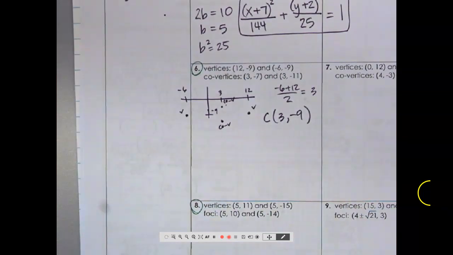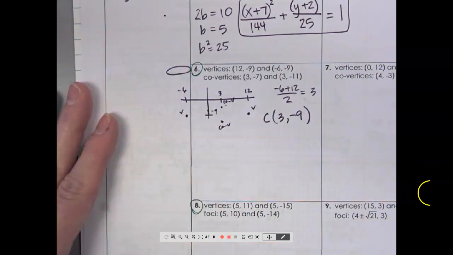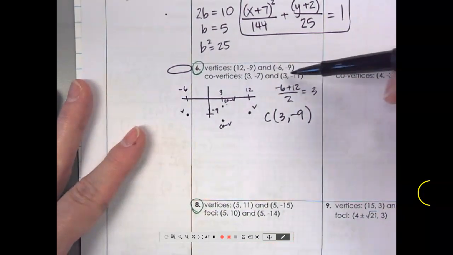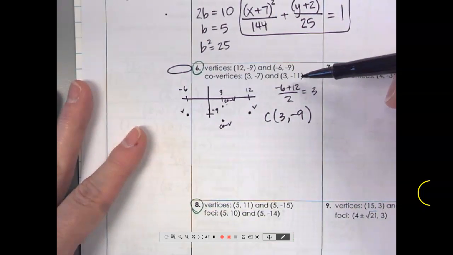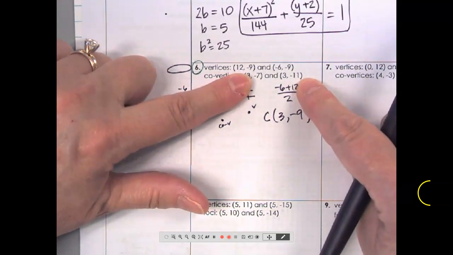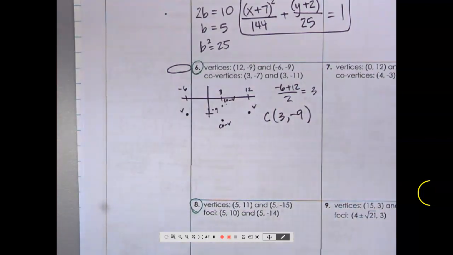Is this horizontal or vertical? Horizontal. Vertices are left and right. Yes. But now look, I could have averaged what's halfway between those and I would have found the center also. The 3 will stay. Negative 7 plus negative 11 is negative 18. Divided by 2, I get negative 9. So if you have vertices or co-vertices, the center's in the middle. So you don't have to do all the graphing if you're given vertices or co-vertices. It just helps me to have a picture to see if it's horizontal or vertical.